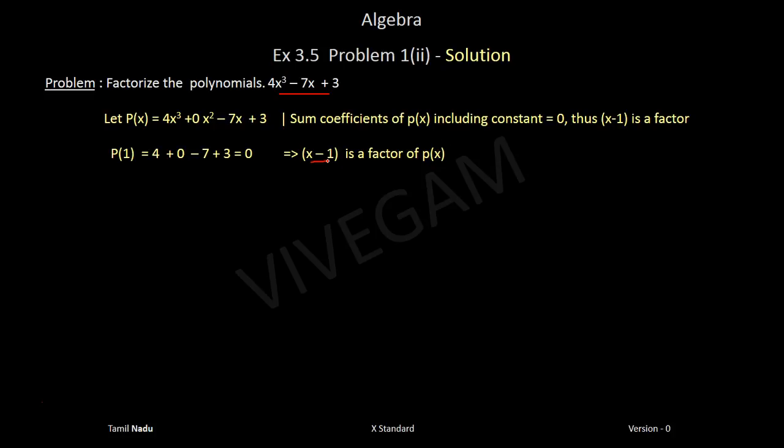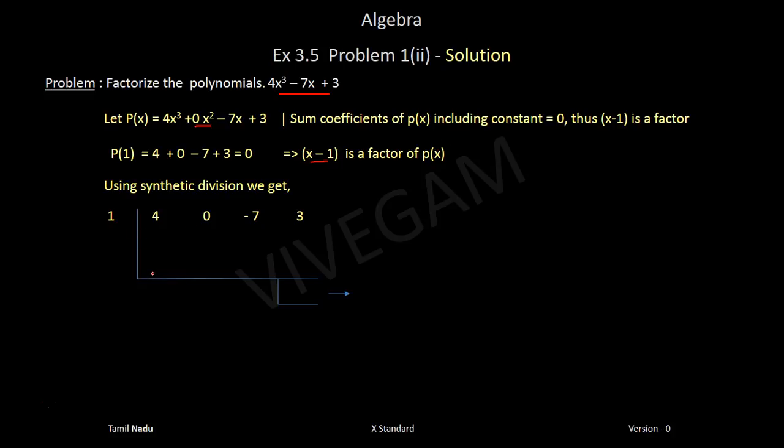Now let's get into the synthetic division. So how do we do the synthetic division? You have to write the zero of the factor here: x minus 1 equal to 0, x equal to 1. So that will come here, and write all the coefficients of the polynomial in descending order. Add 0 wherever there is a term missing, right? So it is 4, 0, minus 7 and 3, and x equal to 1, that's a zero.